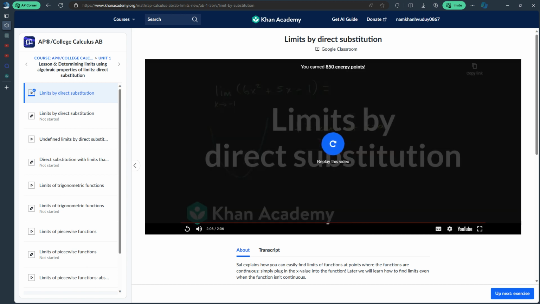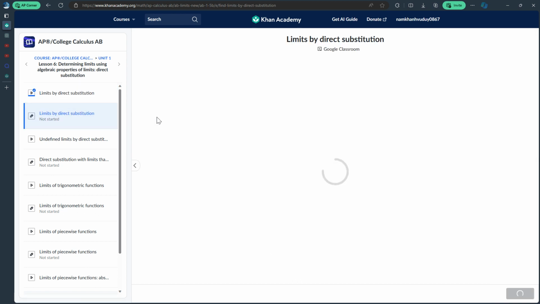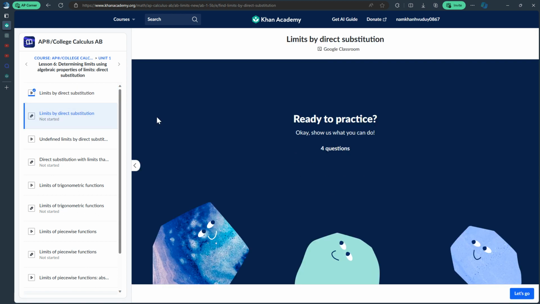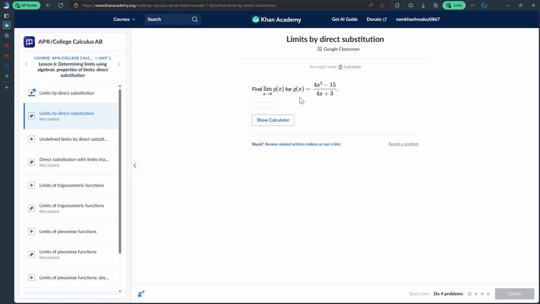All right, about the lesson, I think the main point of this topic is just placing the a into the expression. But okay, I'll do an example first.